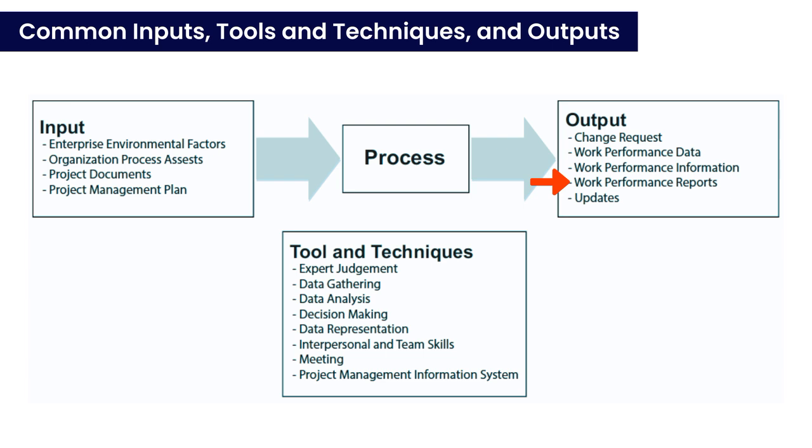The process involves taking raw work performance data, comparing it against the project management plan to create work performance information, and then compiling that information into a work performance report. In essence, data is analyzed to produce information, and that information is then used to generate the report. Let's move on to the next output, that is updates.